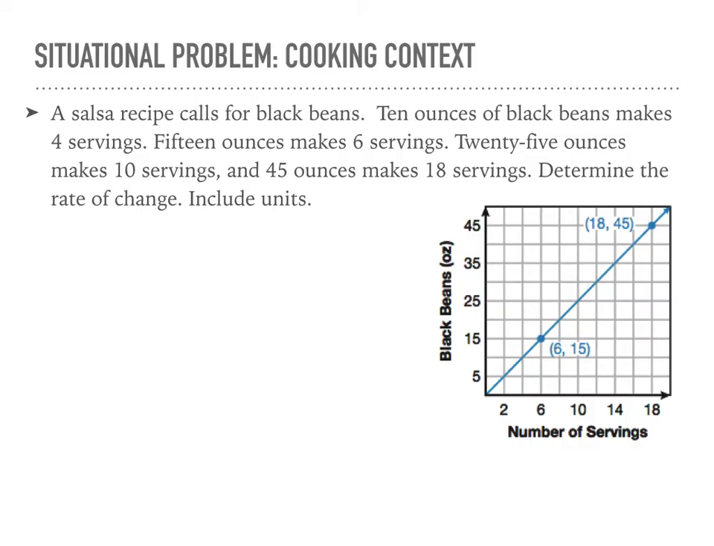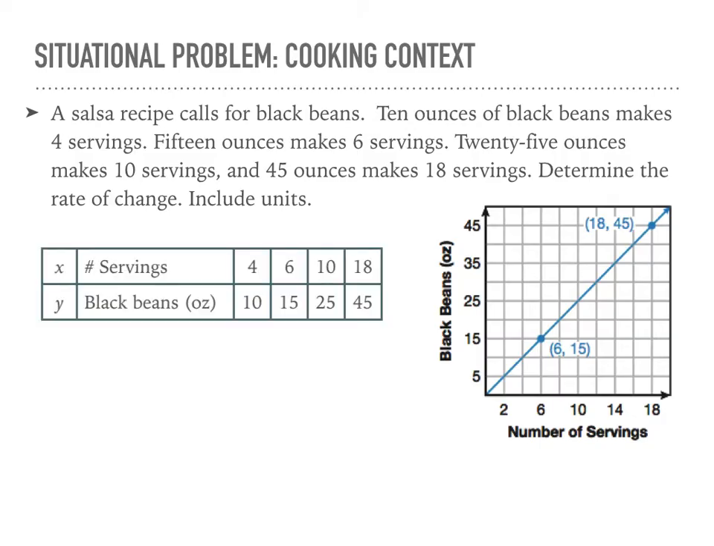So we could draw a slope triangle, or we could make a table of values. In this table of values, remember, we're going to look at rise over run in our graph. So I've picked 2 points. The rise here is 10 and the run is 4. So my slope, my rate of change, is 5/2.